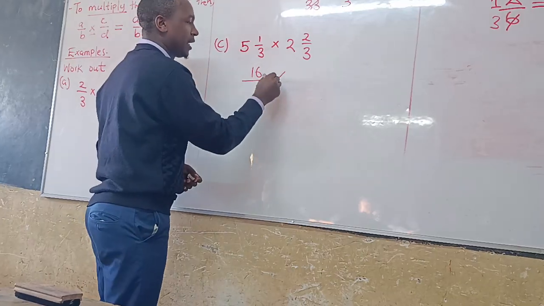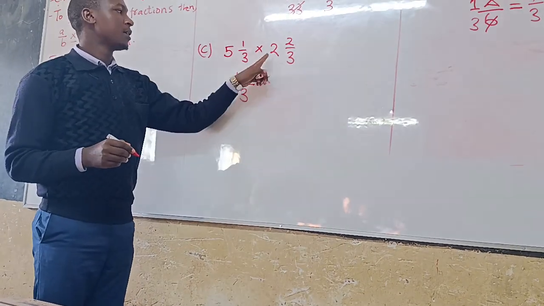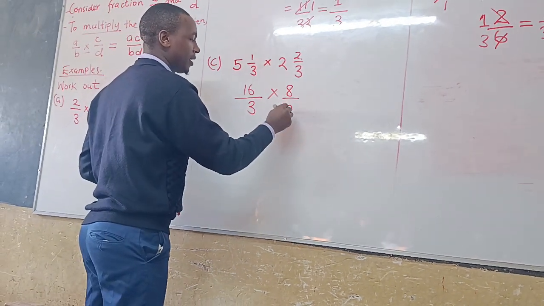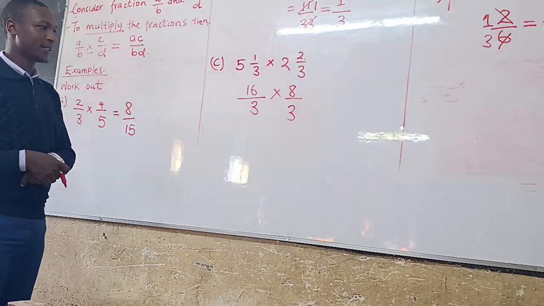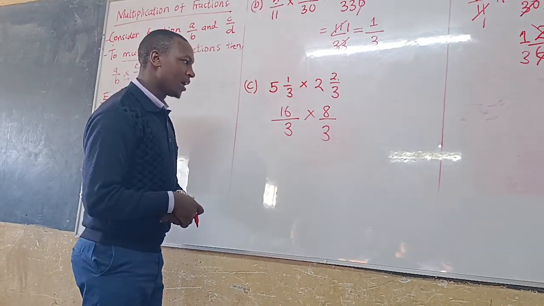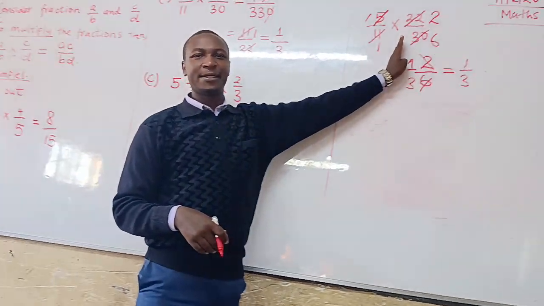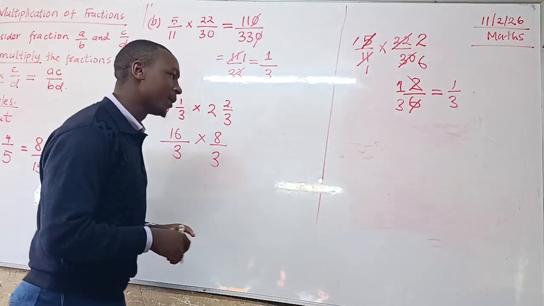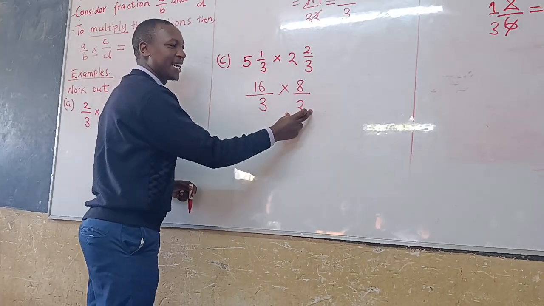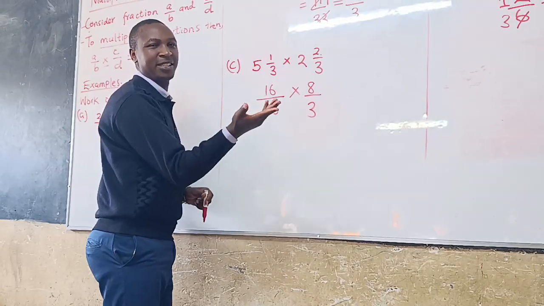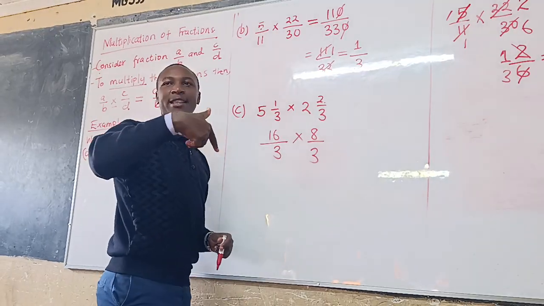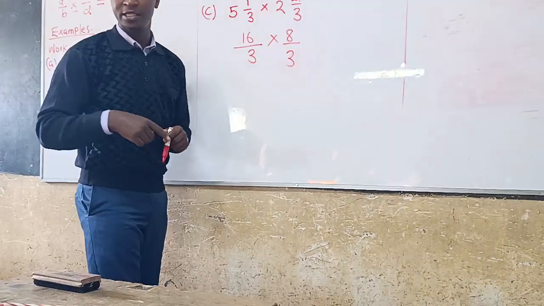Out of 3. Then 2 times 3 is 6 plus 2 is 8 over 3. Look at this problem. Now, there is no way we can simplify like this. Why? Because 3 does not go into 15, 3 does not go into 8, 3 does not go into 16. So we have to use the other method that we were using before, that of multiplying the numerators first and multiplying the denominators.